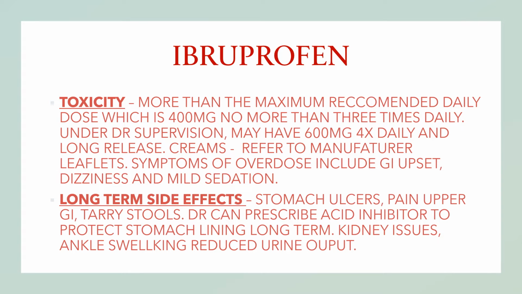Symptoms of overdose can include GI upset, dizziness and mild sedation. Long-term side effects: stomach ulcers can occur, and pain in the upper GI tract, tarry stools. Doctors or practitioners can prescribe acid inhibitors to protect the stomach lining. Also, other long-term symptoms can be kidney issues, ankle swelling and reduced urine output.